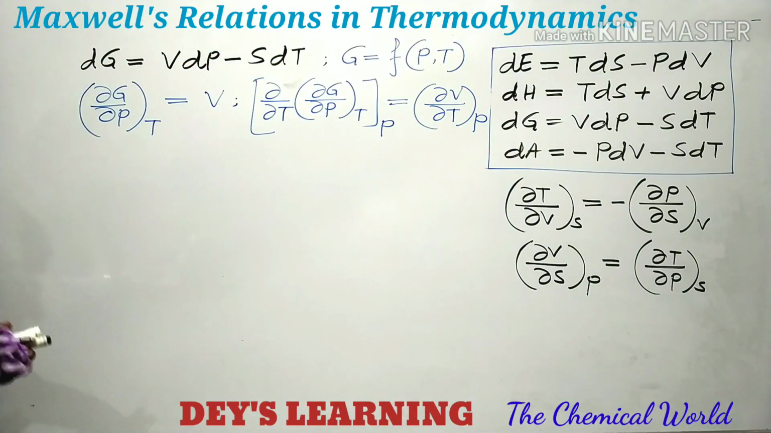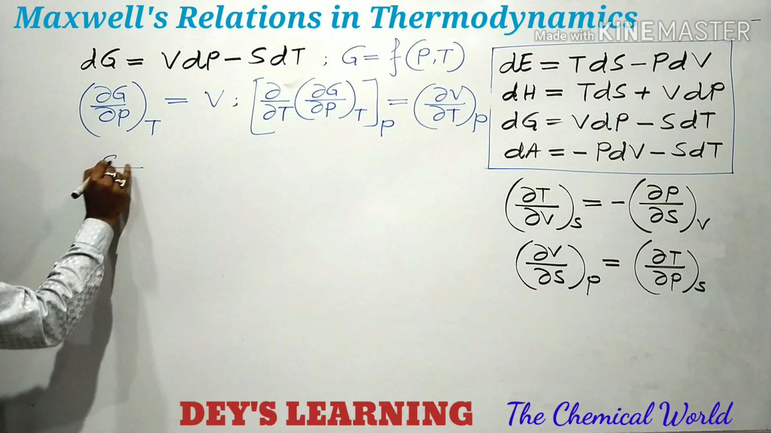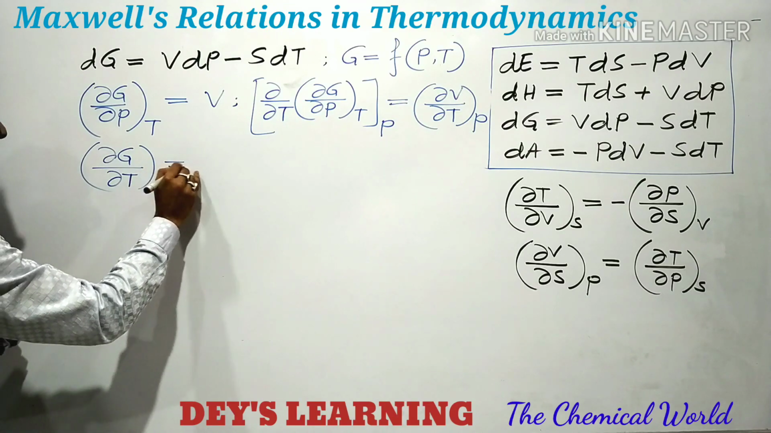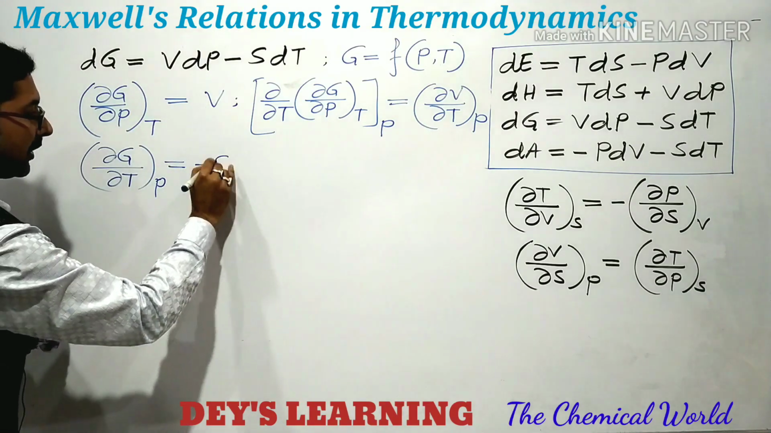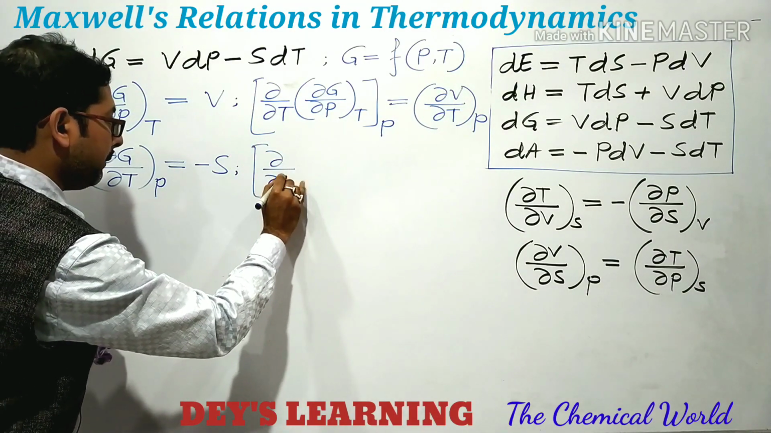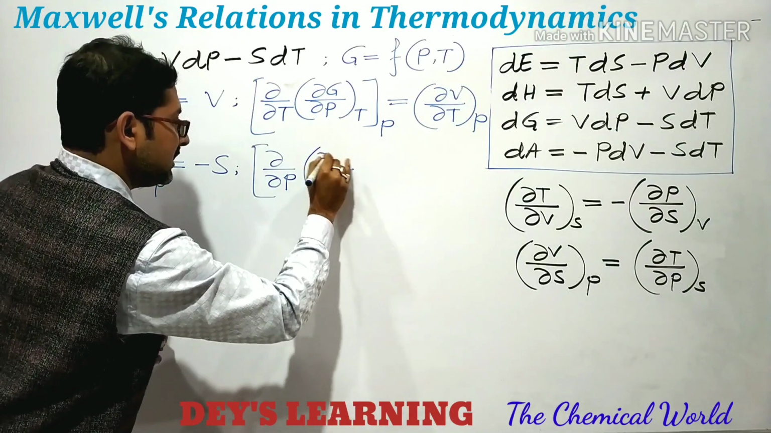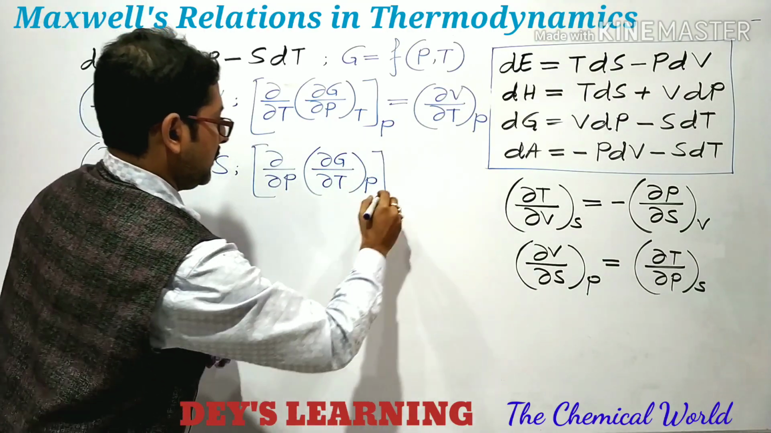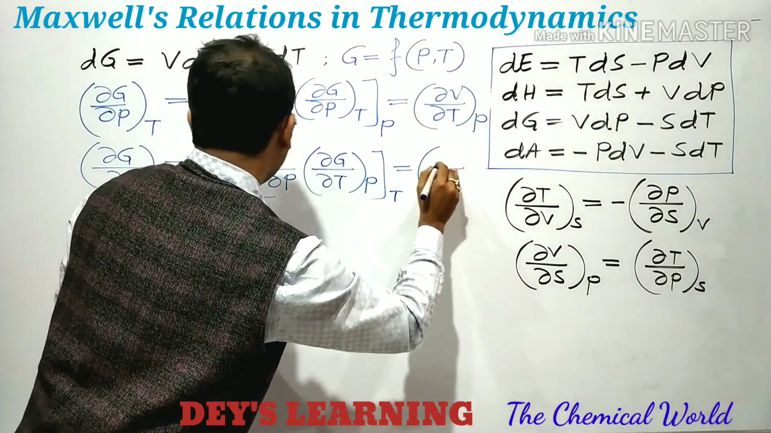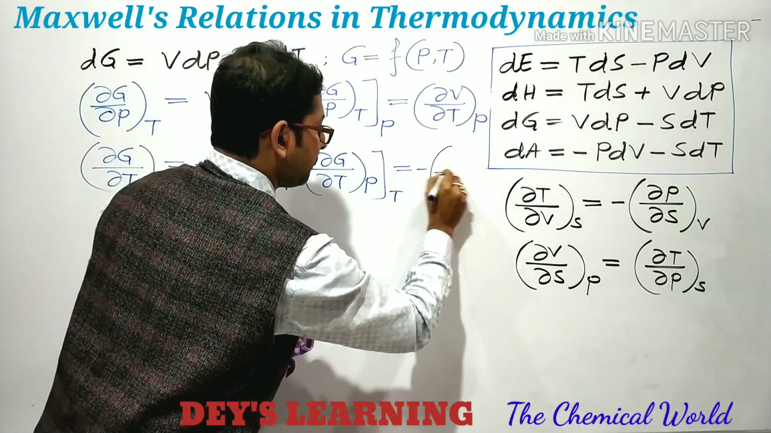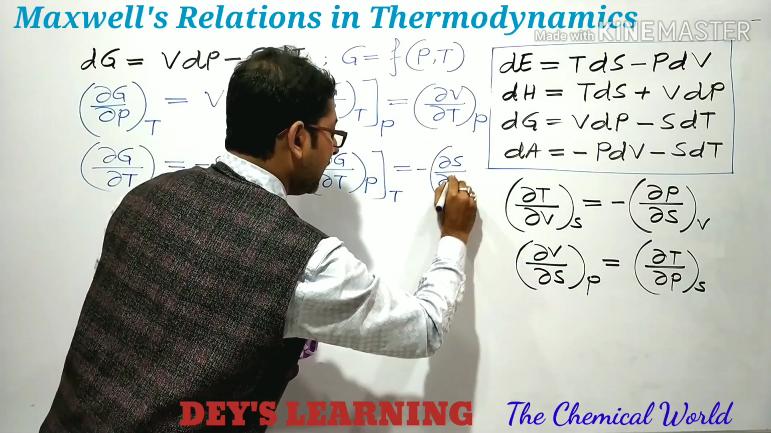Okay. Next one. Take the differential of G with respect to T at constant P. When P is kept constant, this term is 0, gives us minus S. And then ∂/∂P of (∂G/∂T) at constant P. Temperature constant for this differential gives us, there is a negative sign, minus (∂S/∂P) at constant T.